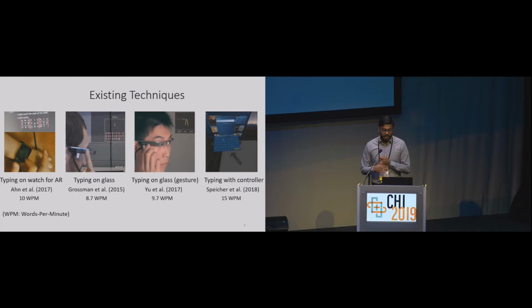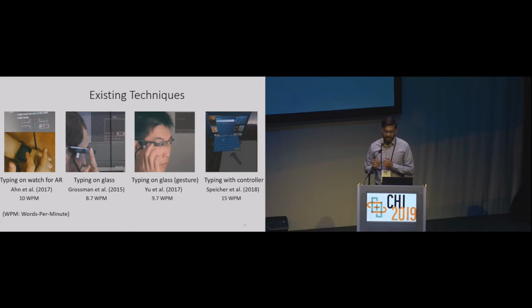And there are some very interesting existing techniques out there that try to do this. The first one on the left is typing on a watch for AR, which requires the second hand to a certain extent and reported a speed of 10 words per minute in the last session of their multi-session study. The second one is typing on the touch surface of the glasses themselves, and this reported a speed of 8.7 words per minute in the last session.